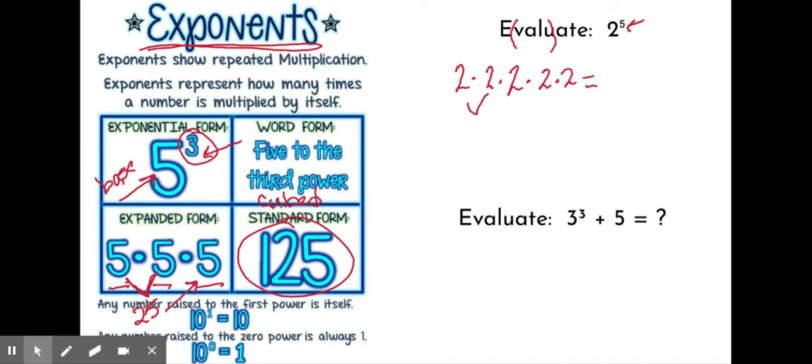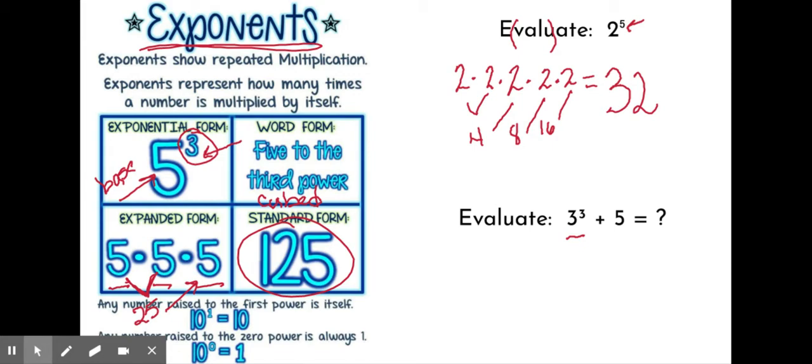2 times 2 is 4. 4 times 2 is 8. 8 times 2 is 16. And 16 times 2 gives me a total value of 32 for 2 to the 5th power. Let's evaluate a slightly different kind of equation. Okay, on our second one, we have 3 to the 3rd power, or 3 cubed, plus 5.